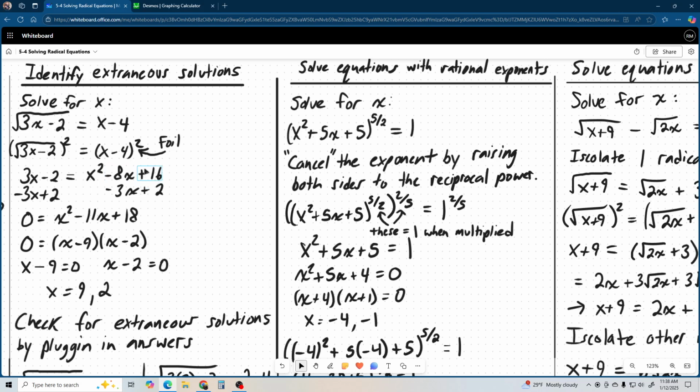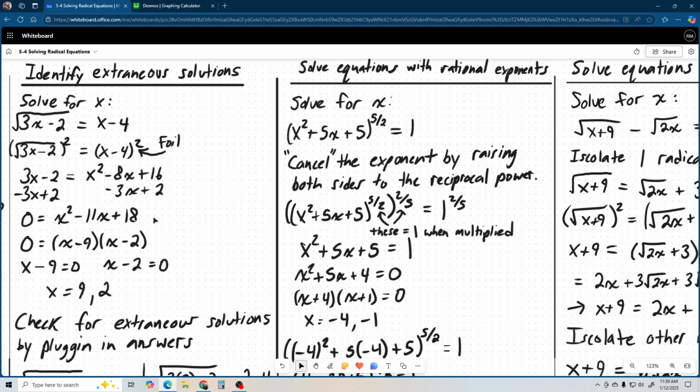If you need to pause the video now and just FOIL this yourself so that you see it, please do that, okay? But this is what you end up getting, right? 3x minus 2 equals x squared minus 8x plus 16. So now we're going to try to set this equal to 0 because we have a quadratic function here. So if we subtract 3x and we add 2 to both sides, this will end up equaling 0. So 0 equals x squared minus 11x plus 18, right here.